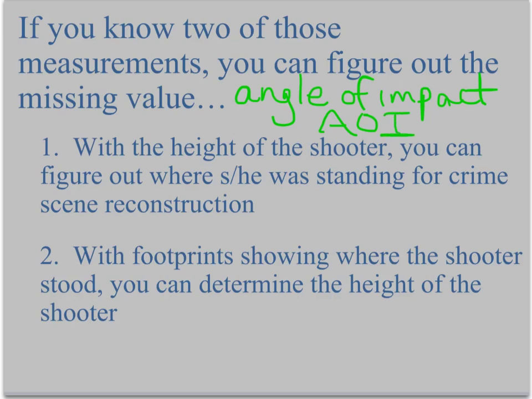So if we have the angle of impact and we have the height of the shooter, then we're going to be able to figure out where the shooter was standing for the crime scene reconstruction. If we have the angle of impact and we have some kind of footprints or maybe the cartridge casings that fell out, we can perhaps determine the height of the shooter. So with two of these things, an angle of impact is probably going to be one of them, we can figure out what the third thing is.